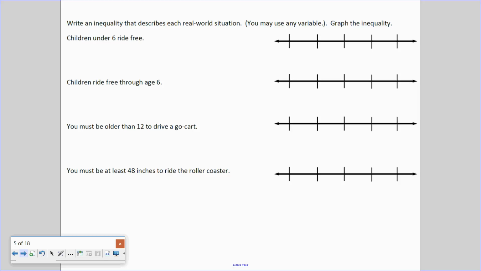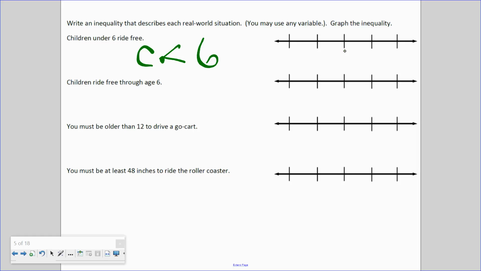Children under 6 ride free. So if you are under 6 years old, you may ride free. I'll use C. These are children that have to be under 6. So name some ages that are under 6. 5, 4, 3, 2, 1. So it has to be under 6. So that means C has to be less than 6. Under 6 means less than 6.